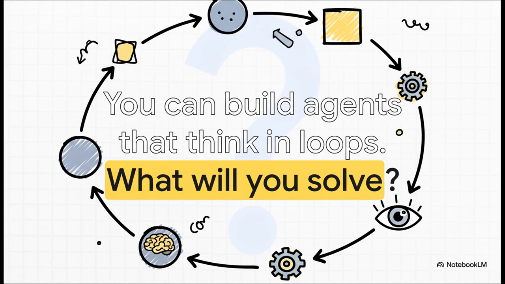And really, that's what I want you to take away from this. These ideas, the state, the nodes, the edges, they aren't just lines of code or abstract concepts. They are the Lego bricks for building the next generation of intelligent systems. Systems that can actually reason, act, and learn all by themselves. So now that you know how to build an agent that thinks in loops, what problems are you going to solve?